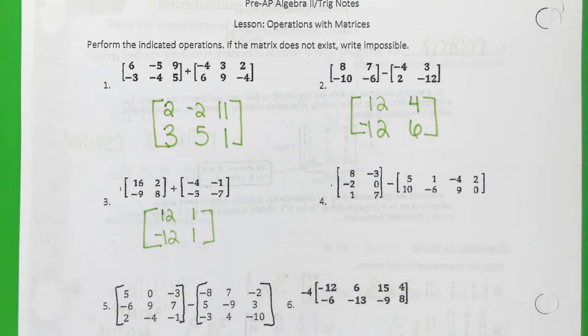Alright, did y'all get 12, negative 1, negative 12, 1? And then are you checking it in your calculator? Make sure you get the same answer. You may need help. Make sure you checked it in your calculator.